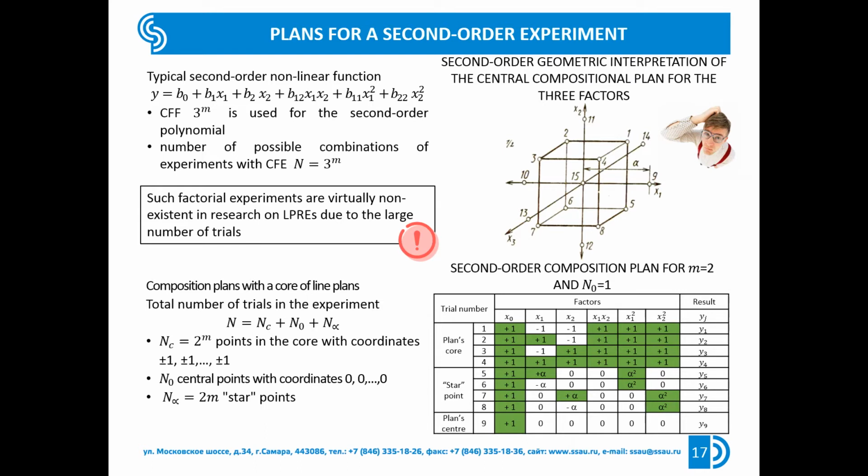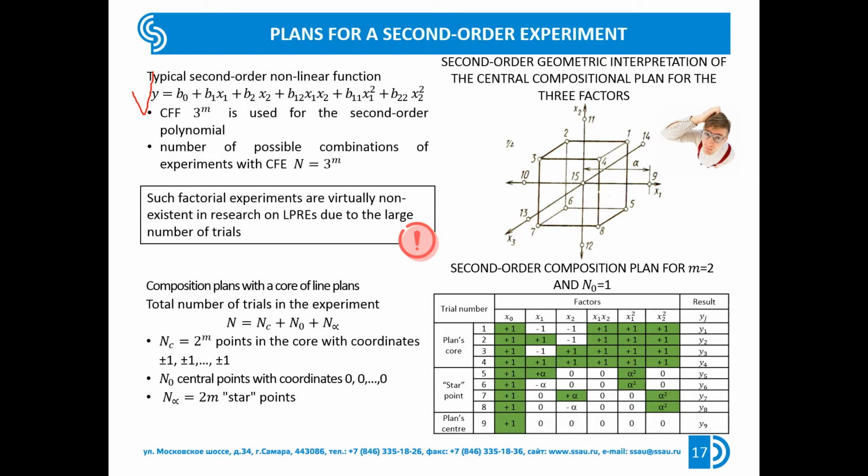In some cases, a first-degree polynomial is not sufficient to describe the response function. For most practical applications, a good approximation to a nonlinear response function is provided by the second-order polynomial model, shown on the slide. To determine the values of the coefficients of such a model, a complete factorial experiment 3 to the power of m is needed, as the number of levels of variation of the factors must be 1 more than the degree of the approximating polynomial. The number of possible combinations of trials in a complete factorial experiment is n equals 3 to the power of m. In this case, the complete factorial experiment contains too many trials. So at m equals 3, there are 27, and at the number of factors being 10, there are far more.